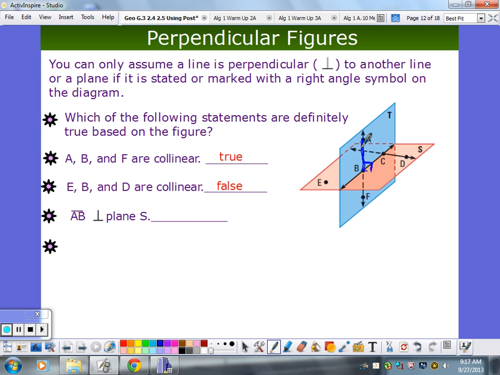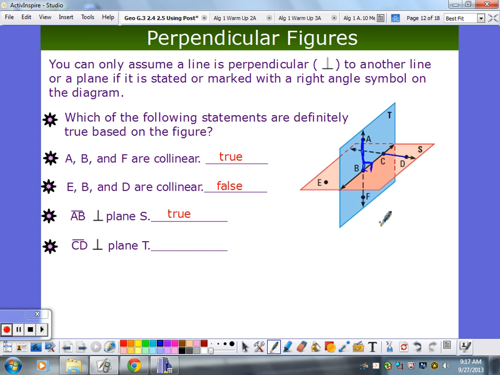That's the whole thing. So AB is perpendicular to that plane. So you can have lines perpendicular to planes. Absolutely. And then let's see here. CD perpendicular to plane T. Here's CD. I've got now this one. Here's plane T. Now that's my blue plane.